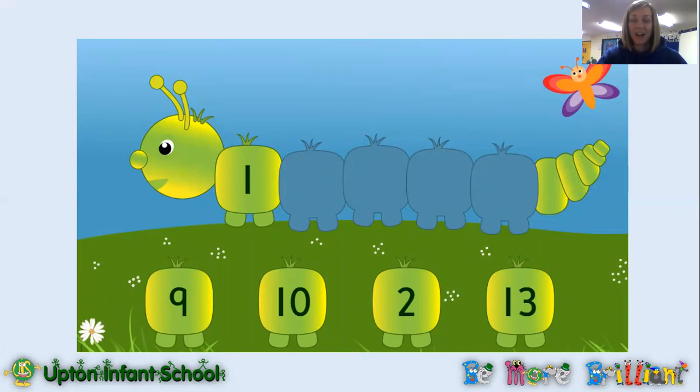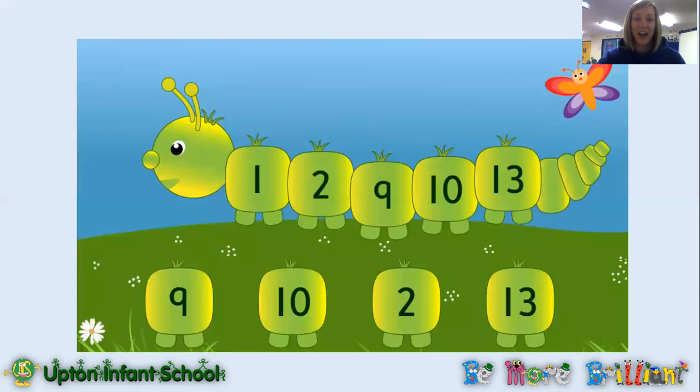Okay, let's have a little look. Let's see how you get on with this one. We needed our caterpillar to start with number 1, and then 2 would have been moved up next. Then number 9 would have gone into the middle. The next biggest number was number 10. And the biggest number of all that had wandered off down the hill was number 13. So 13 would have gone at the end. Oh, you're getting good at this.